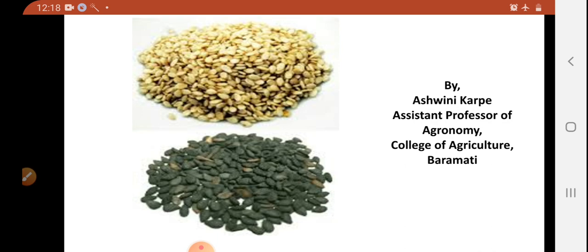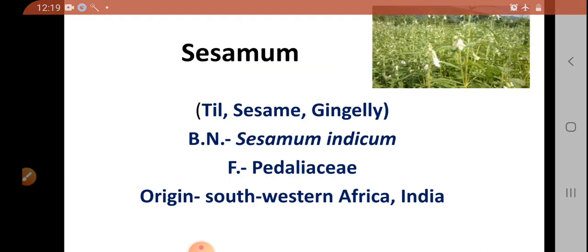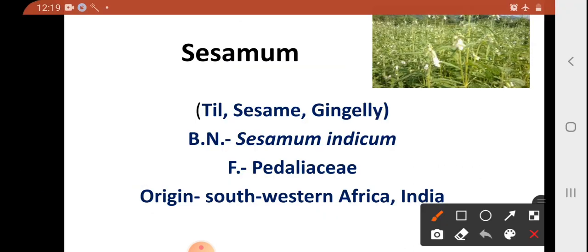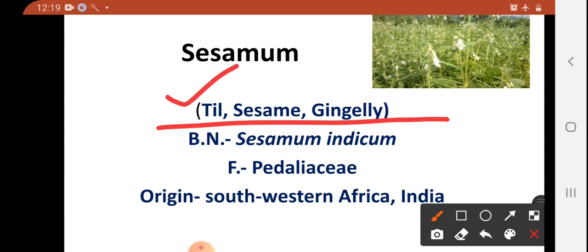Okay, it belongs to which agronomic class? Yes, you are right, from oil seeds. So these are different names of this sesamum crop. Til, in Marathi it is called til, sesam, then gingerly.